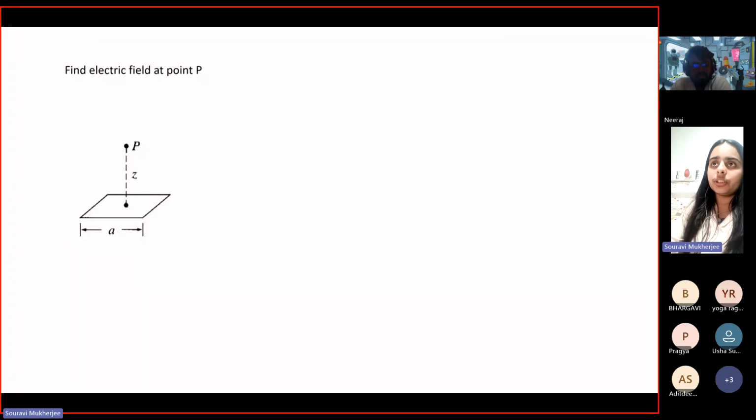Here it's important to note the symmetry. For this you would have a field in some direction, and you also have something on the other side. So the basic symmetry of the problem tells us that in X and Y, there'll be no field. The field will be in the Z direction. So look for symmetry in the problem always.